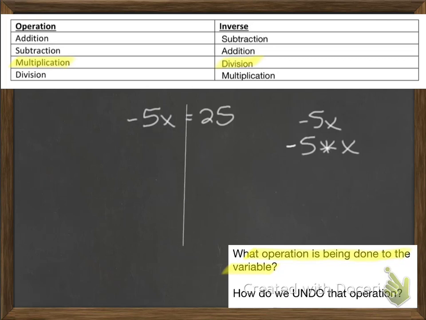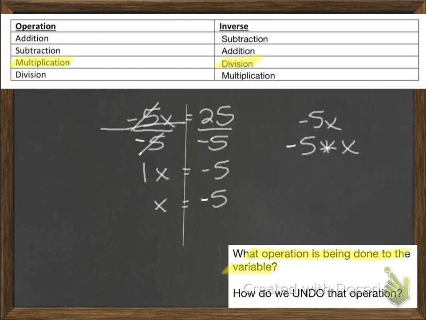Okay, one second, let me move this. There we go. So I'm going to divide both sides by negative 5. These cancel out. Negative 5 divided by negative 5 is positive 1. So I could write 1x equals negative 5, or I could just write x equals negative 5. So that is my final answer.